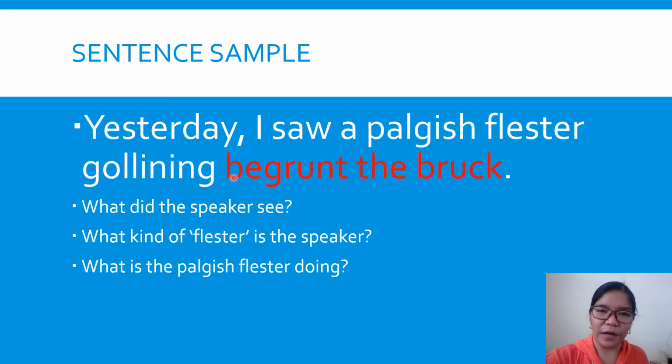As I have told you a while ago, this sentence is senseless because these words are just replaced with nonsense words. Actually, you cannot find these words in the dictionary. But we can translate the sentence into: yesterday I saw a new patient walking along the corridor.